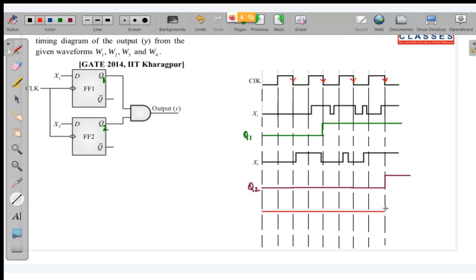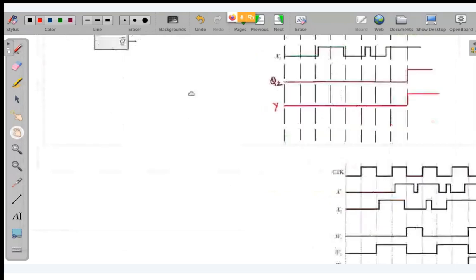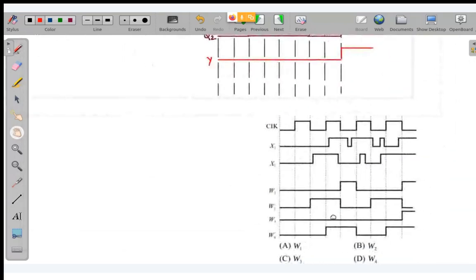Only at this place we are going to have 1. So do we have any such option? So this is your Y. So let us check where is our option. Yes, you can see W3 is that kind of option we are getting. Look, Y and W3, it is both same. So that means W3 is the correct answer for this question.